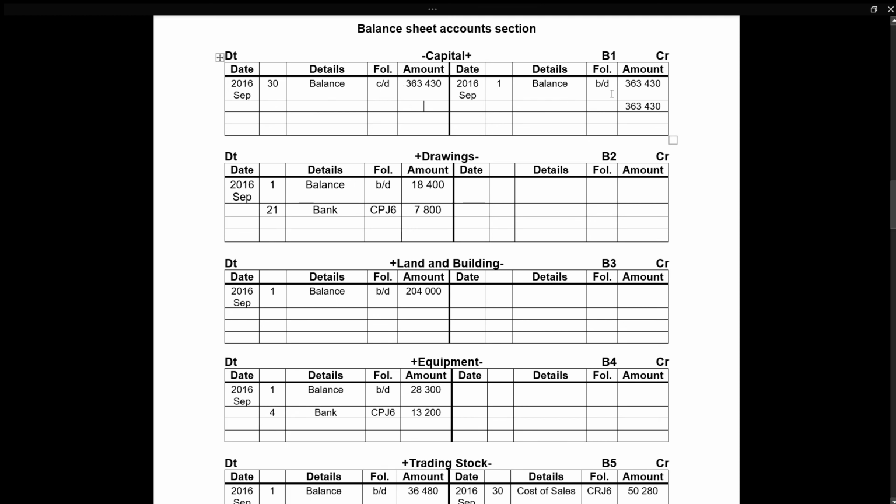Now let's total my debit side as well. I will get 363,430 rand. My debit side equals my credit side. I'm going to make it bold so you can see that that's my total. Therefore, I've done it correctly. So 363,430 rand will be my new opening balance, brought down on the first day of the new month.